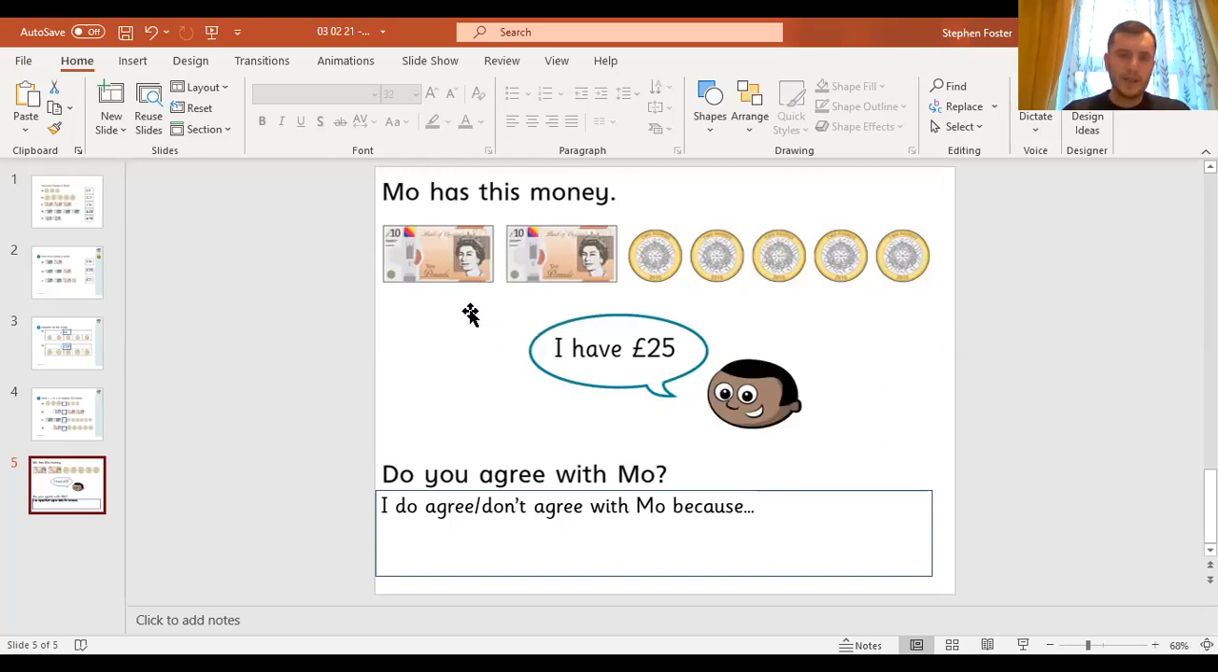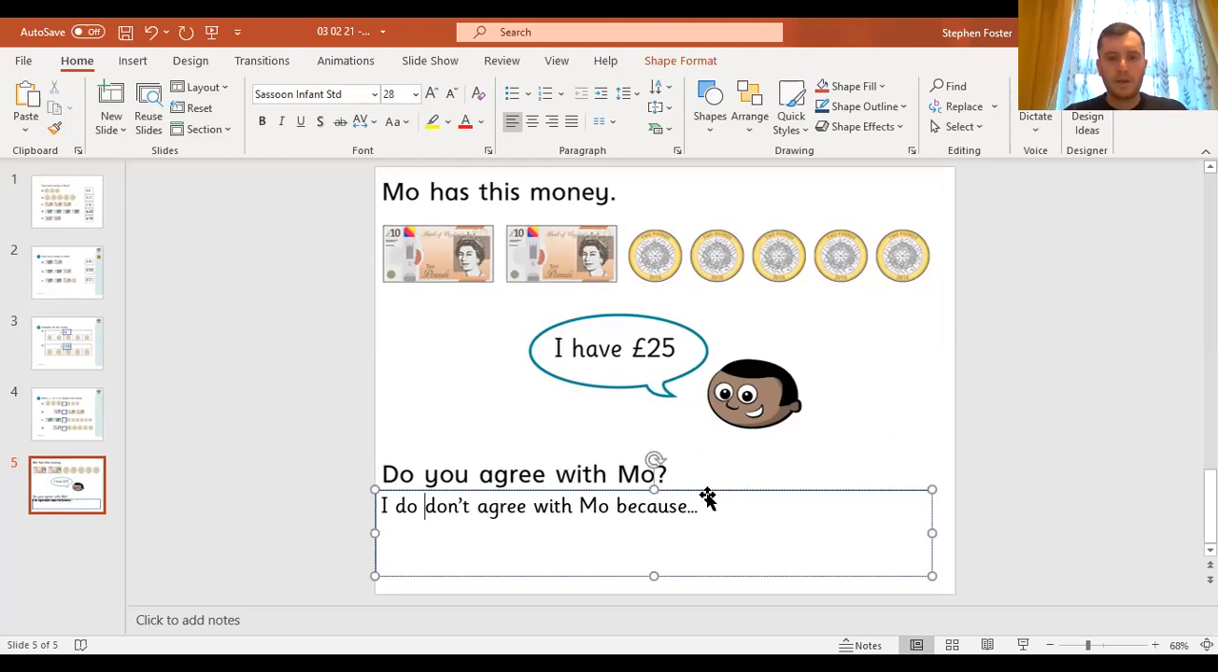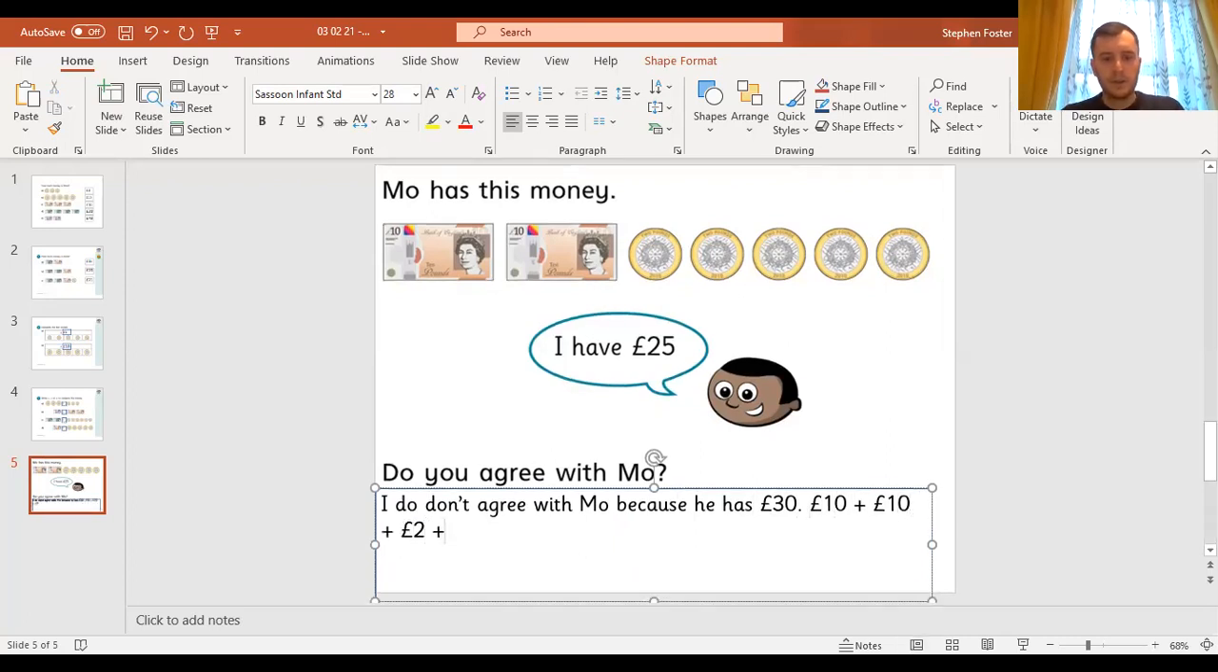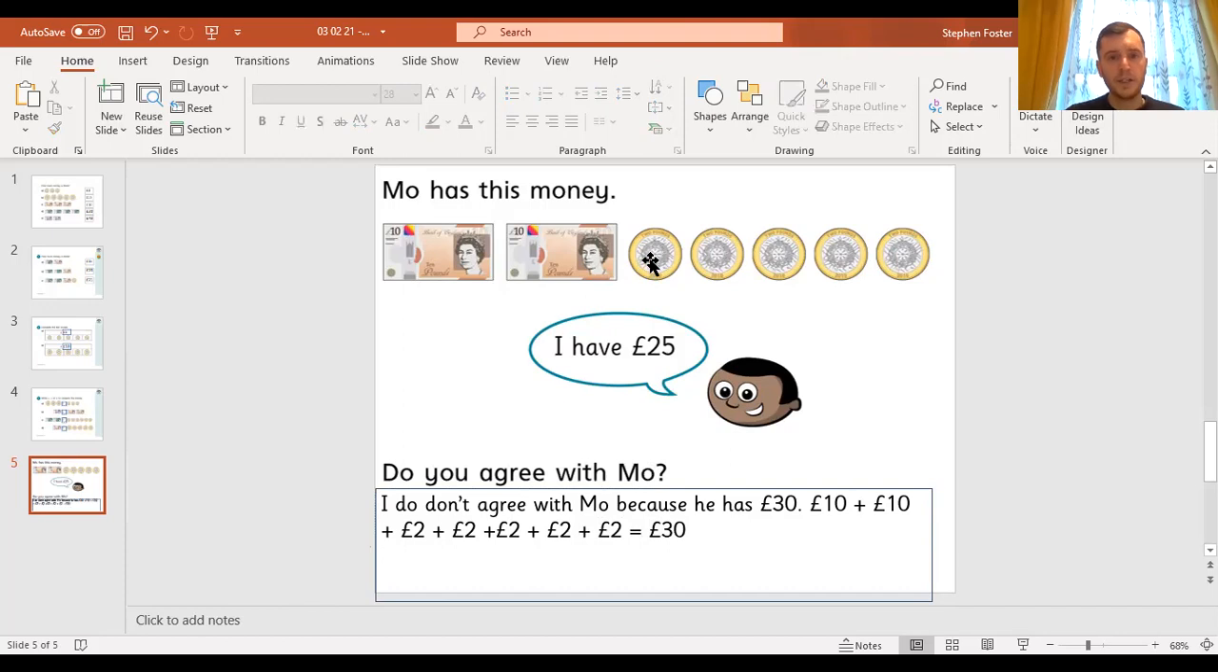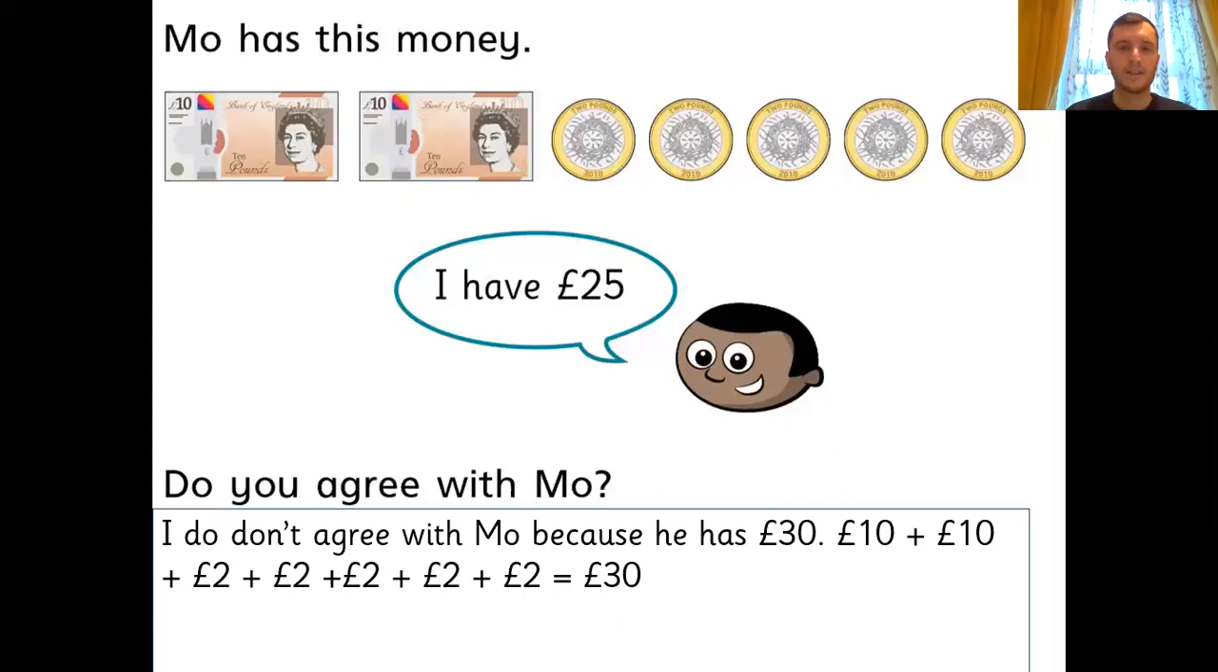Now, my answer, I need to work out his amount first. So I know he's got 10, 20, 22, 24, 26, 28, 30. I don't agree with Mo because he has £30. And I'm going to show my working out. 10 plus 10 plus 2 plus 2 plus 2 plus 2. How many 2s do I have? 1, 2, 3, 4. I need one more. Plus 2 is equal to £30. I think what he did is he thought these were £1 coins instead of £2 coins. And that's where he made his mistake. So well done if you spotted that too.